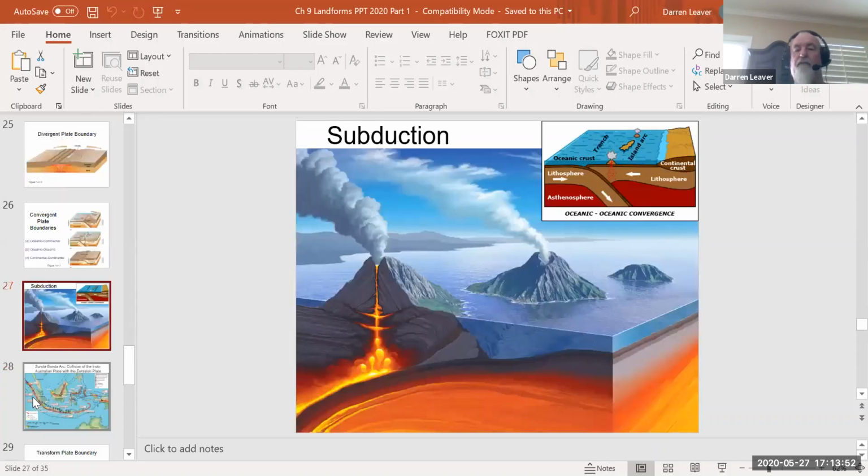So here we see the formation of an island arc, like in Indonesia. We have a trench right here. We have subduction taking place, partial melting, forming of volcanoes. Those volcanoes form a line parallel to the trench out in the water, so that's called an island arc.